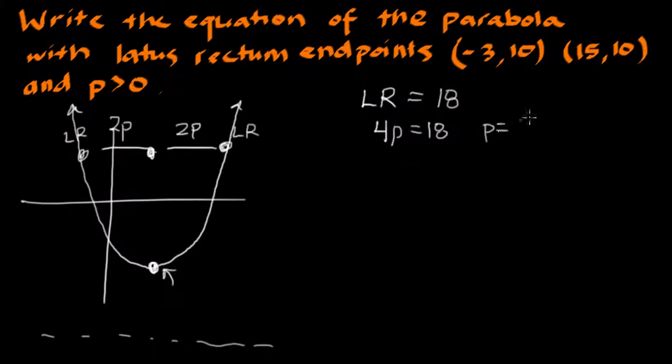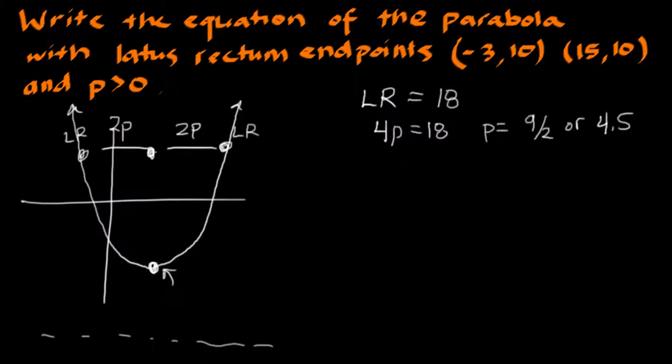We solve this and get p is equal to 9 over 2, or if decimals are what you prefer, 4.5. Either one's fine, it really doesn't matter. I'm more likely to use fractions in class, so I'll continue using fractions here. We now know that p is 9 over 2.